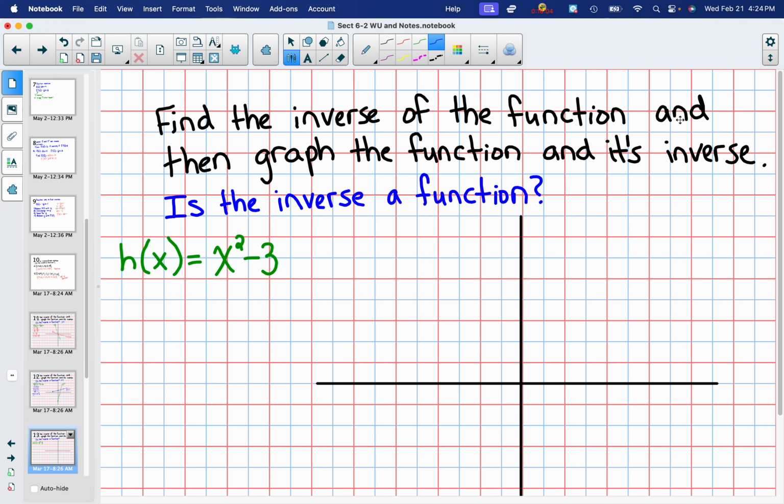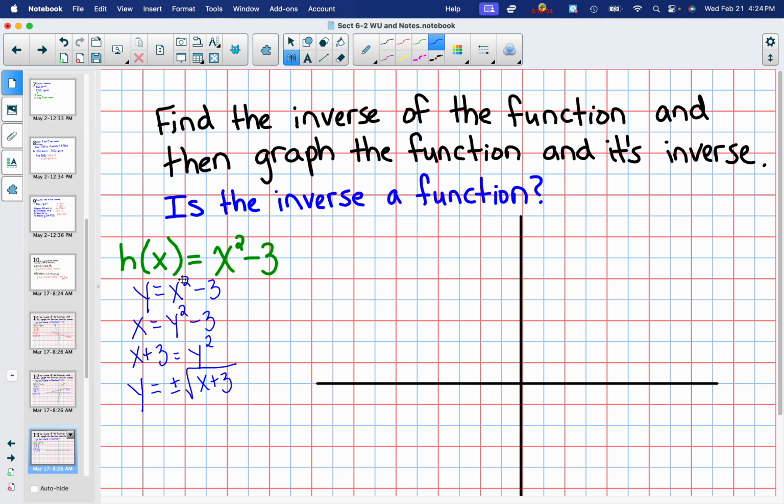Find the inverse of the function and graph the function. So same directions. On this one, I'm going to start by labeling this y equals x squared minus 3. Oh, forgot to switch. So I'm going to have x equals y squared minus 3. I'm going to have x plus 3 equals y squared. And then I have to square root both sides. So when I do that, I'm going to flip-flop these. I'm going to get plus or minus the square root of x plus 3.